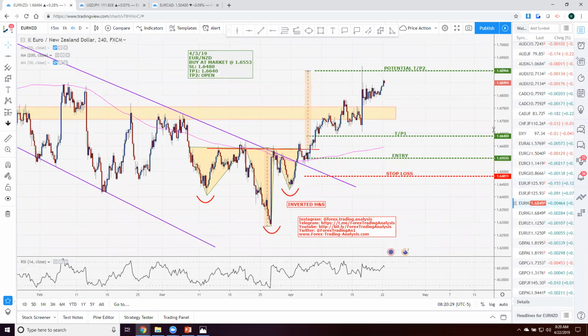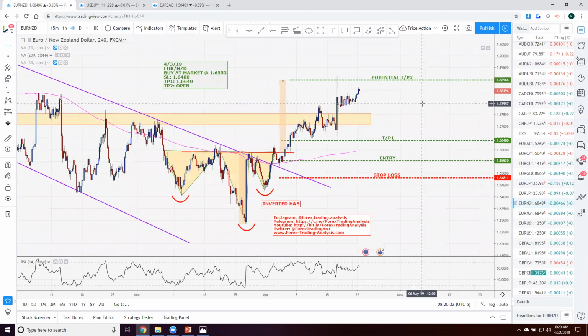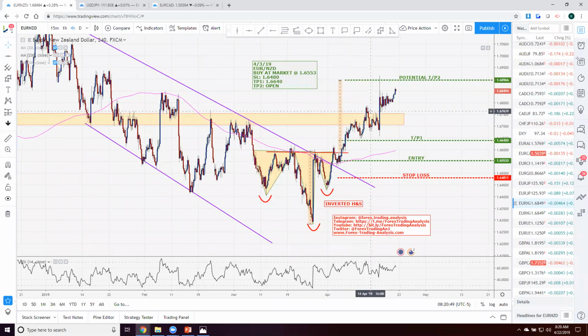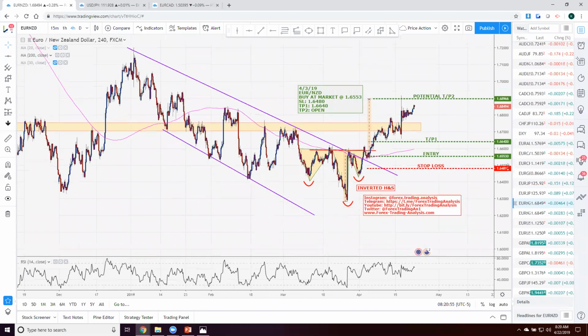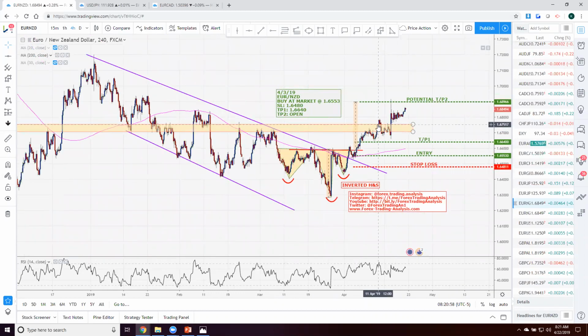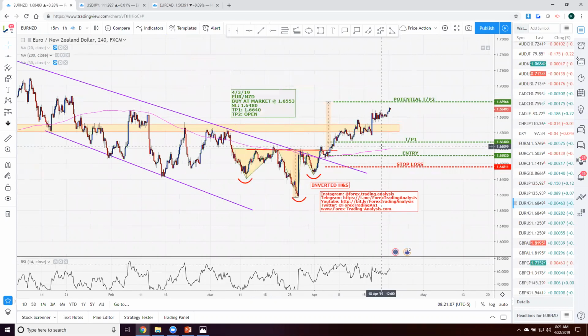Euro, New Zealand dollar. This was a good trade for us a couple weeks ago. So here we traded an inverted head and shoulder, hit a first target, and then we had identified a potential take target up here, but I believe I got out of the trade a little bit lower just because of the resistance area, among some other things. Seeing some bearish divergence, I didn't want to get caught losing out on some profit. So I went ahead and exited.